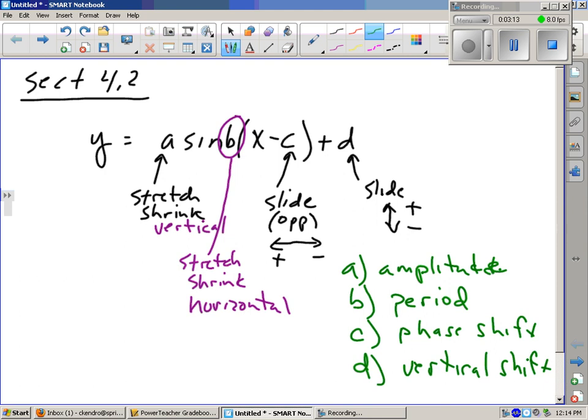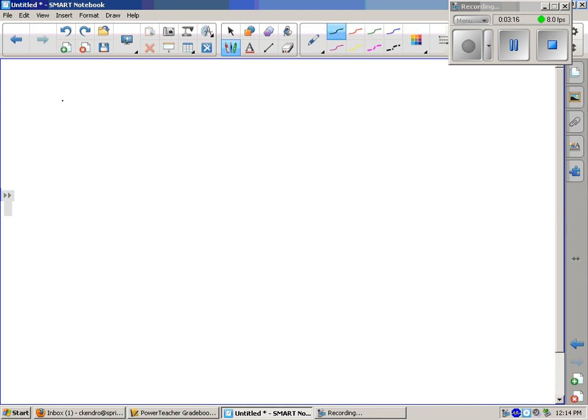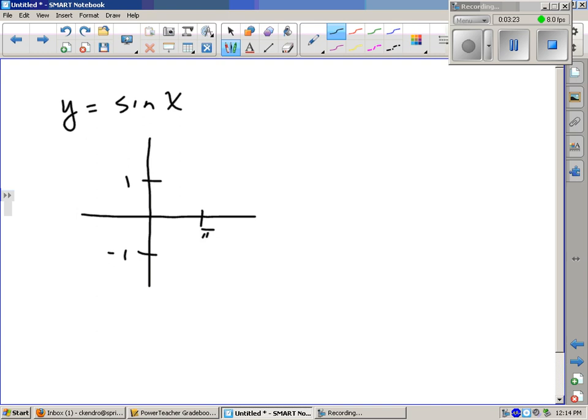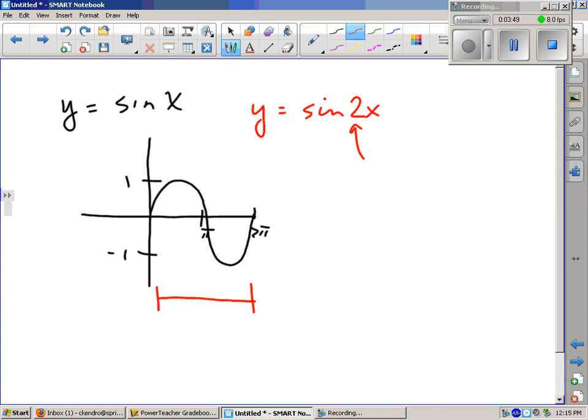All right, so let's check out what B does. If I have y equals sine x, normal sine wave, 1, -1, pi, 2 pi. Normal sine wave looks like that. And then what happens if you have y equals sine 2x? What that 2 means is how many waves you can fit into that same space. We have a space of 2 pi.